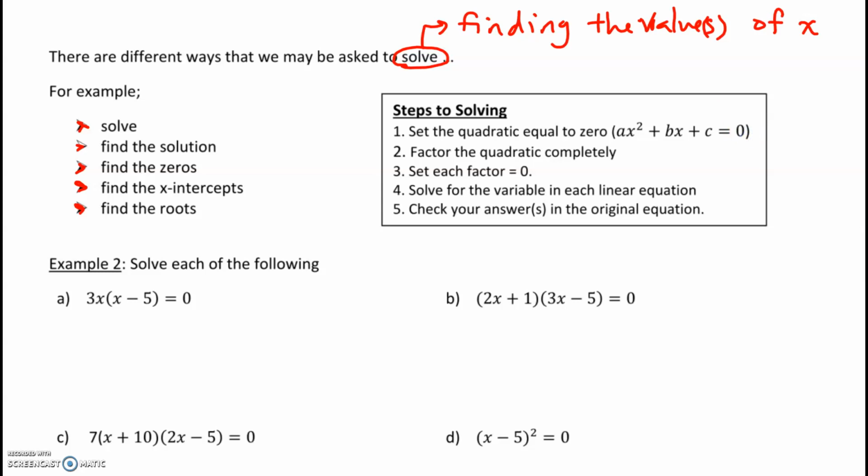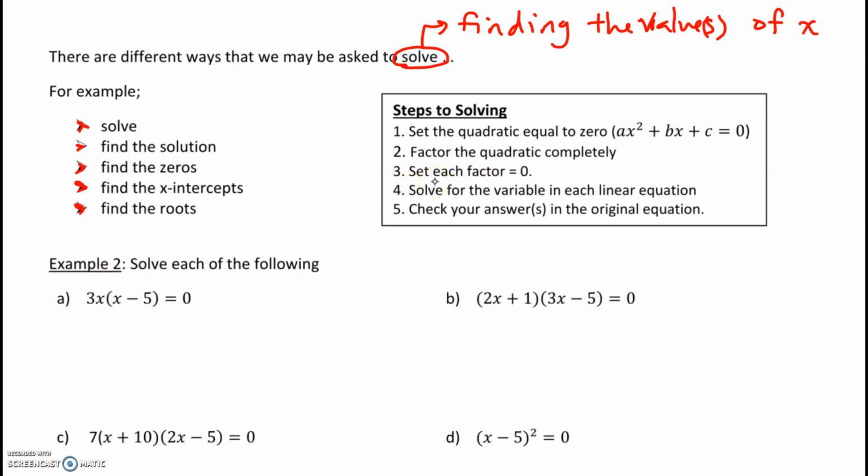All right, next step, we factor the quadratic completely. Now let's look at our first example here. Step 1 is already done. It already equals 0. Okay, easy for us. And it is already factored. Step 2, done. So now we're on to step 3.